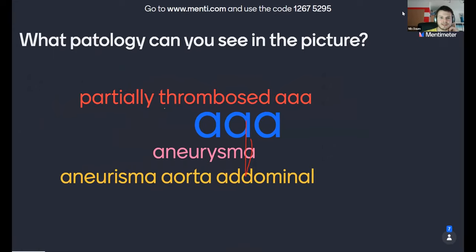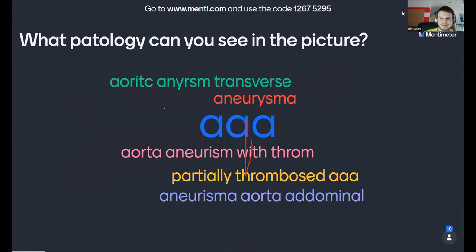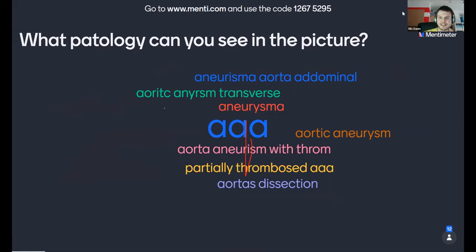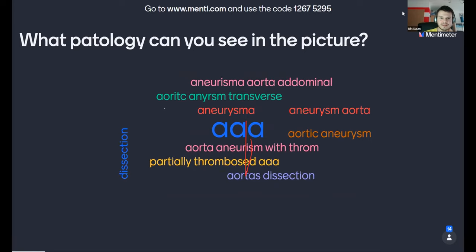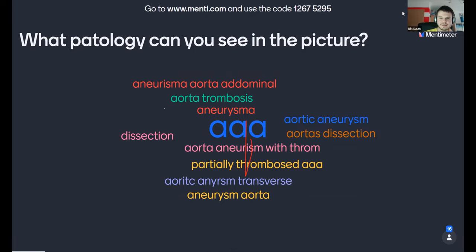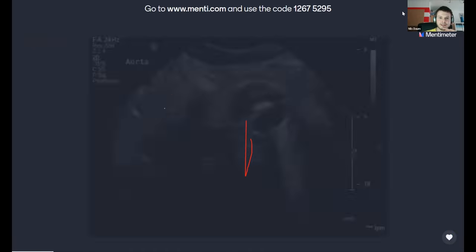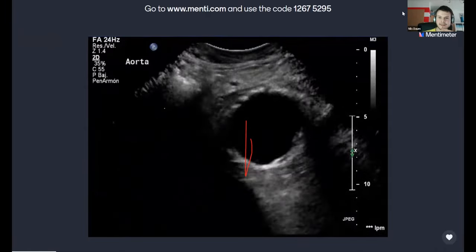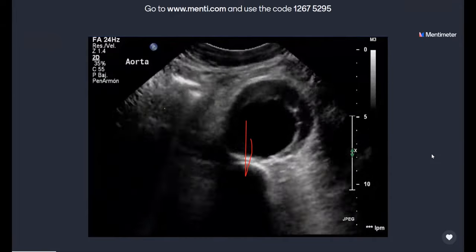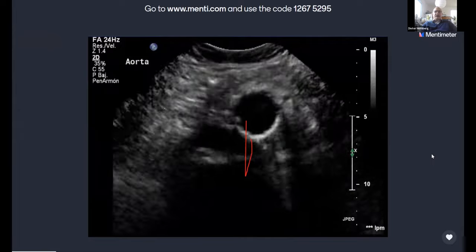So we have an aneurysm, a partially thrombosed aorta. Most of you are going with an aortic aneurysm. Yeah, we also have a dissection here. Okay, so we will also have a look at the picture, and maybe you can say something about it. I think it's from Leandro. Please, Leandro, you can give a short comment.